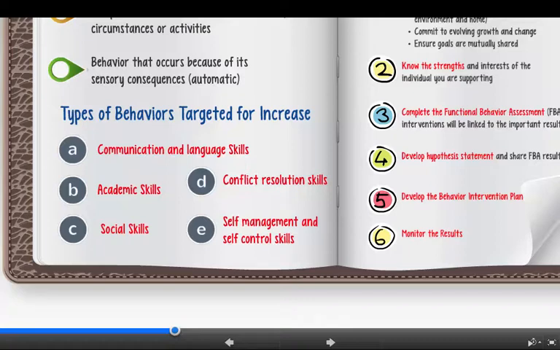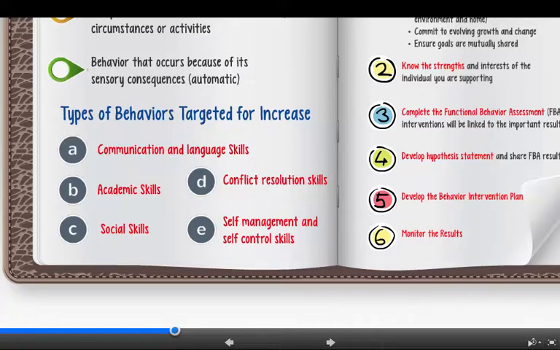So in consequence, it makes sense here that one of the behaviors that would be targeted for increase in a behavior intervention plan would be communication skills and language skills. We often talk about teaching functional communication and using functional communication training to give that person an option for using communication or using language in place of the problem behavior, in place of the maladaptive behavior. So this has got to be part of your plan. There's got to be a goal and objective for accelerating the individual's communication and language skills.